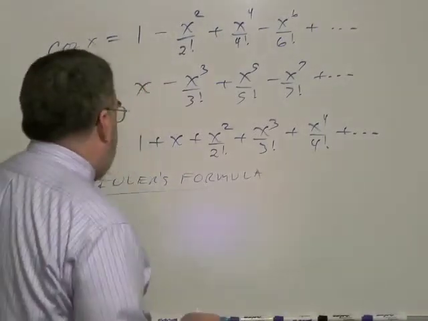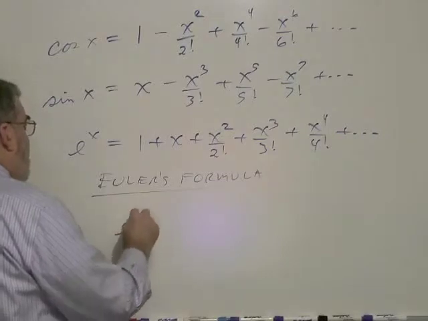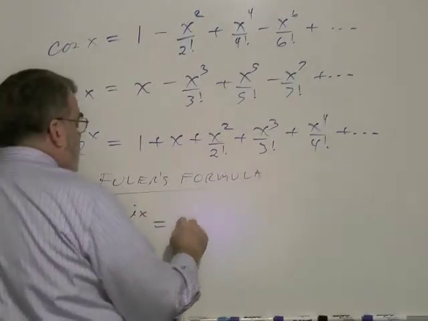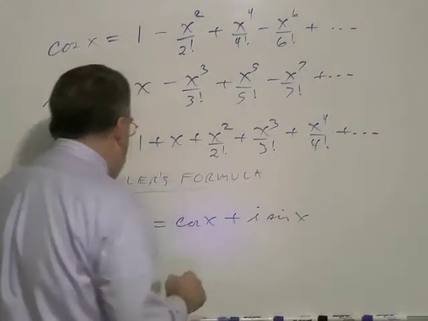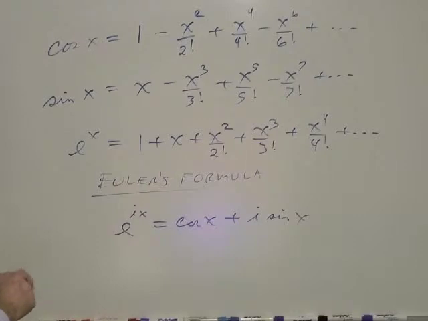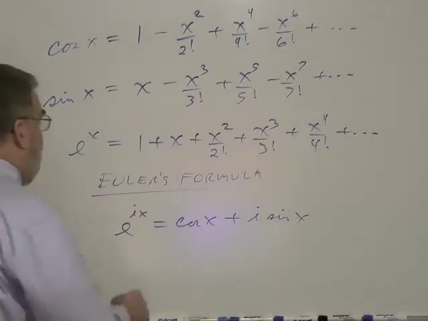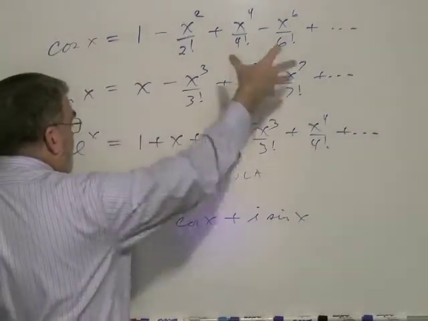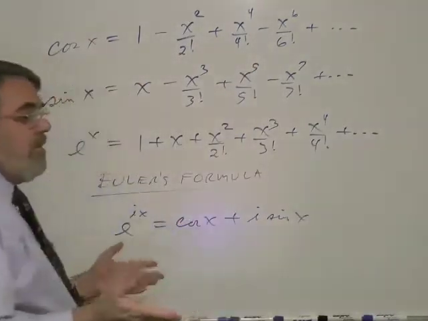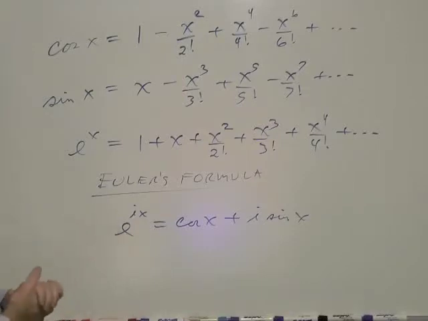But Euler's formula is this. It says that e to the i times x is equal to the cosine of x plus i times the sine of x. So it's pretty amazing, but it's not hard to derive if you know these Maclaurin series expansions. If you replace x with i times x in each of these and work it out, you'll see that this formula works. So it's not bad algebra at all to come up with this by using these Maclaurin series expansions.